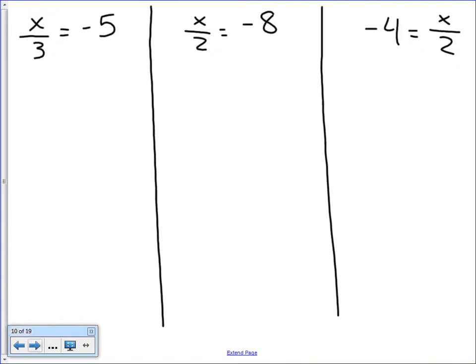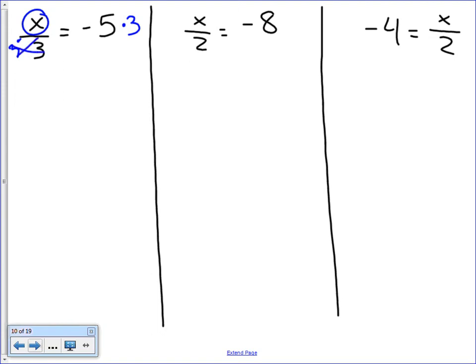One last type of problem that I'm going to look at for this video. We have no negative in front of the variable and the number that's dividing it, but the number that it equals is negative. So what happens here? Same idea. On the first one, get the x by itself by multiplying by 3 on both sides. I don't need to worry about the negative because the negative is on the other side. I don't need it to cancel out.